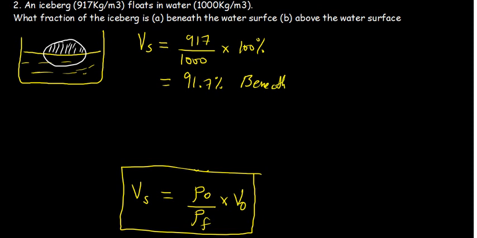Now what fraction is above the water surface? The fraction above the water surface is just 100 minus 91.7, and that is 8.3% above the water. So most of the portion here is immersed in the fluid. That is how we find that.